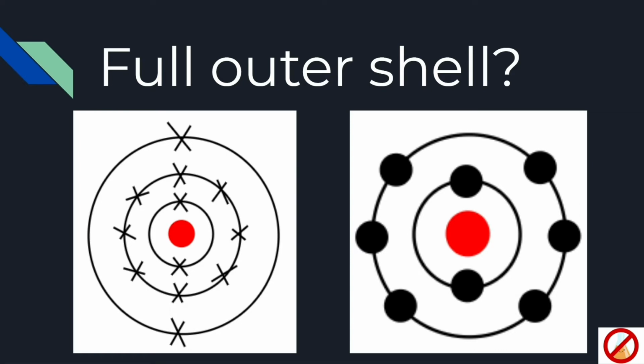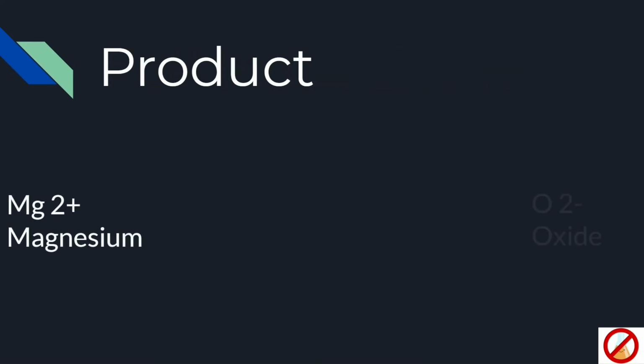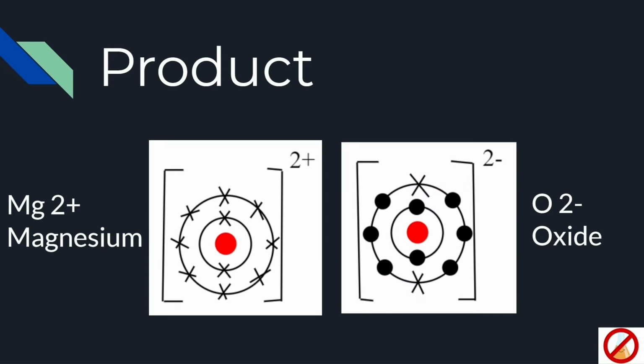Based on the logic from the previous video on NaCl, where we transferred one electron to make a full outer shell for both elements, in this one you can use the same logic, but instead of transferring one electron, we transfer 2 electrons. So our product will be Mg and O. You can see here, Mg has lost the 2 electrons in its outer shell. Therefore, it's Mg2+ now, and O has gained 2 electrons from Mg. Therefore, it's O2-.